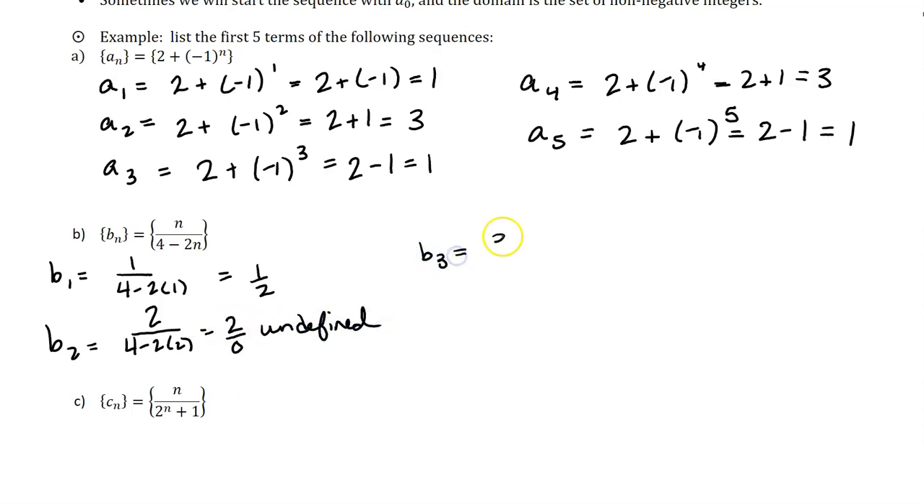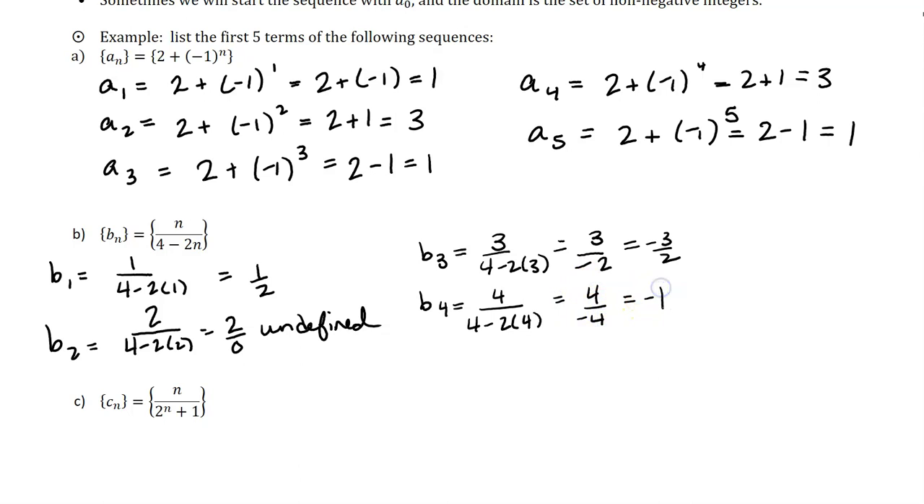B sub 3 would be 3 divided by 4 minus 2 times 3, so that's going to be 3 divided by 4 minus 6, so negative 2, or negative 3/2. B sub 4 will be 4 divided by 4 minus 2 times 4, so that gives me 4 over negative 4, or negative 1. And then finally, b sub 5 will be 5 divided by 4 minus 2 times 5, so that gives me 5 over negative 6, or negative 5/6.